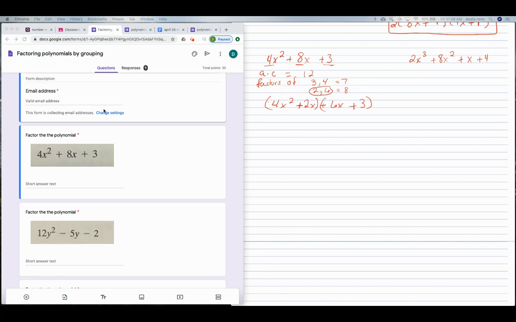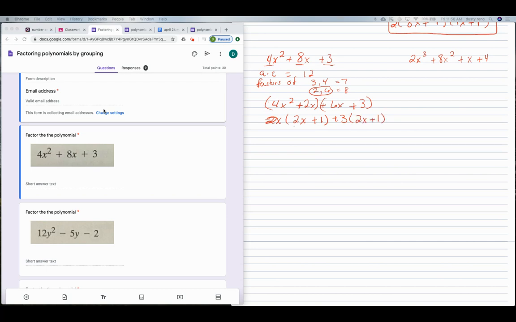So here we've got 2x. So we pull 2x out of the first one. That's going to leave us with a 2x plus 1. And then we're going to find the greatest common factor of 6x plus 3, which is going to be 3. And that's going to give us 2x plus 1.